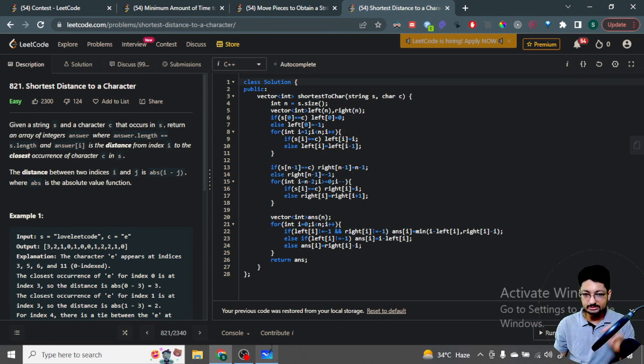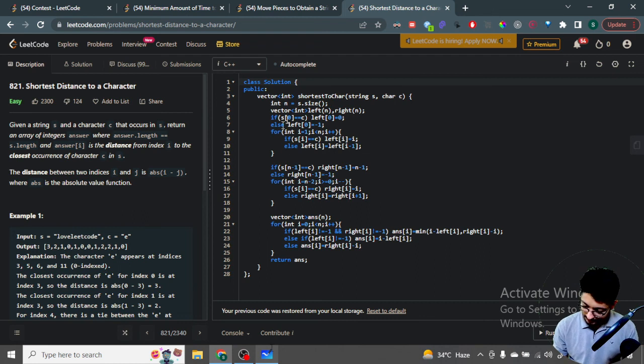So on the left hand side, the last one I've seen is left of I. The current position I am on is I, so the distance between them is I minus left of I. Similarly, on the right hand side, it is right of I minus I. That is how you can find out the distances. Else, if any one of them is minus 1, which means it exists only on the left hand side or only on the right hand side, not on both, we'll just find out the distance from that one. That is the overall logic.